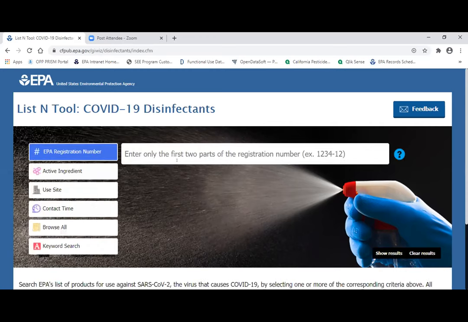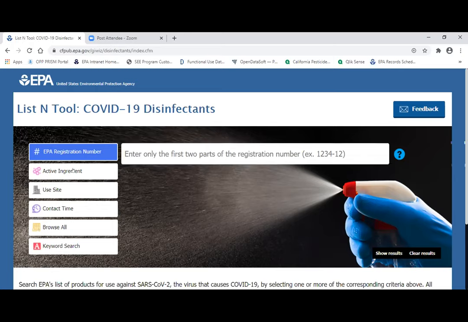Every product that's registered by EPA has a registration number. So for example, you'll see on the bottle, it'll say EPA Reg. No., and it'll have a two-part number. It might have a three-part number, but the most important is the first two parts of the number. And if you enter those in here, and I don't have one handy, but you can also search by active ingredient.